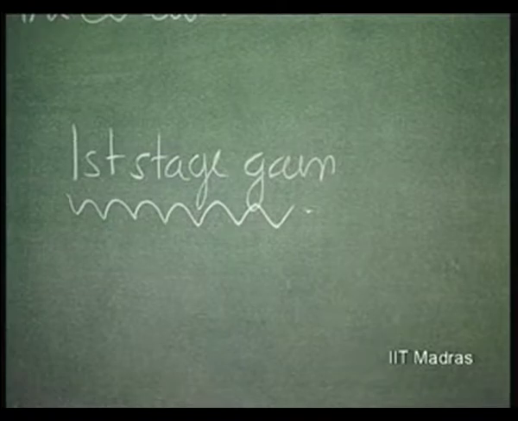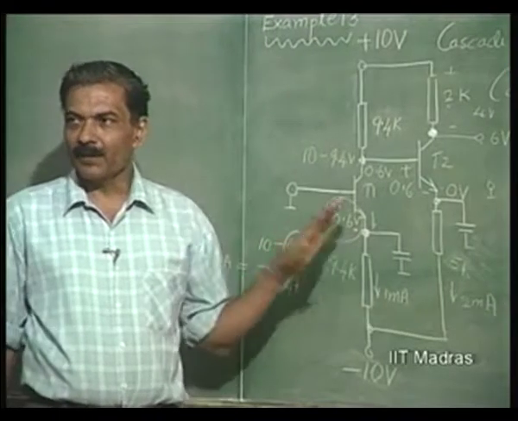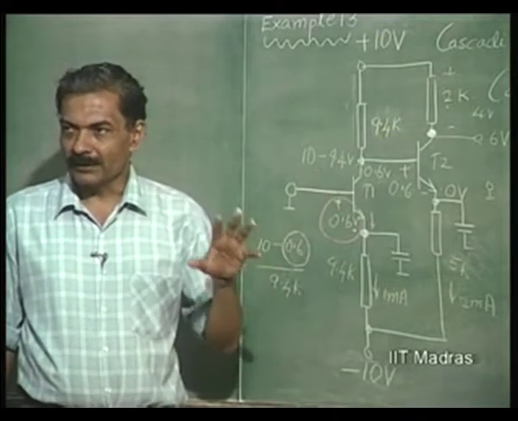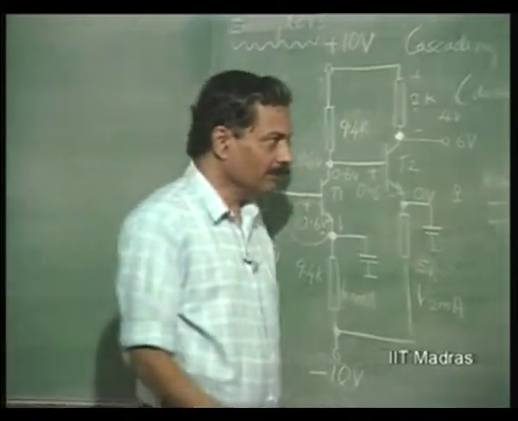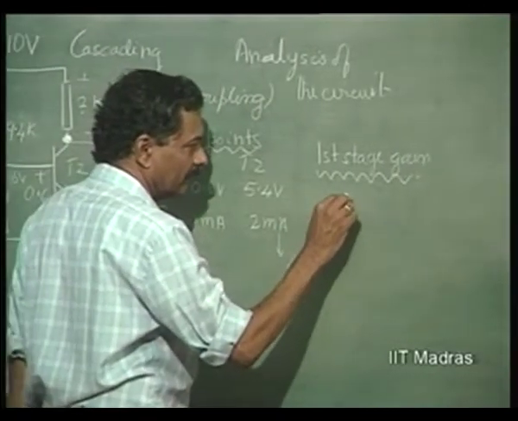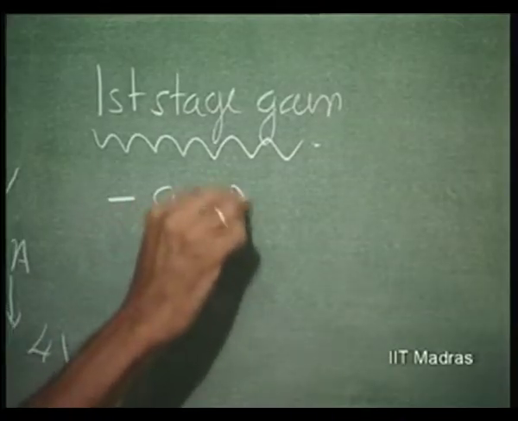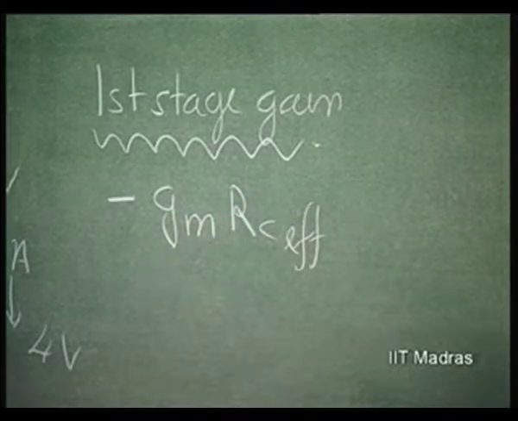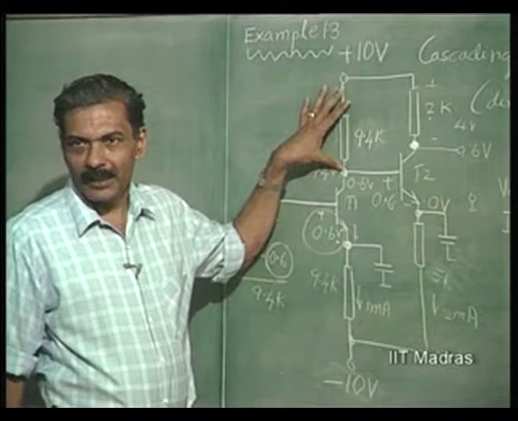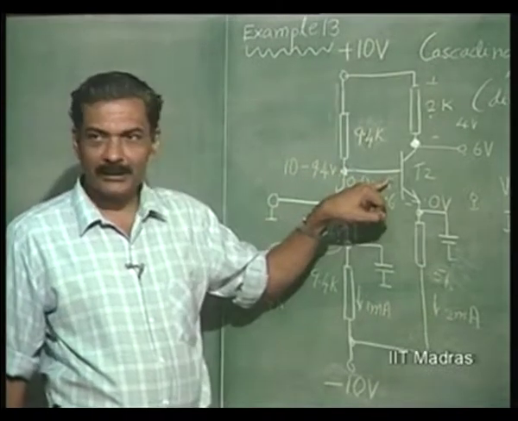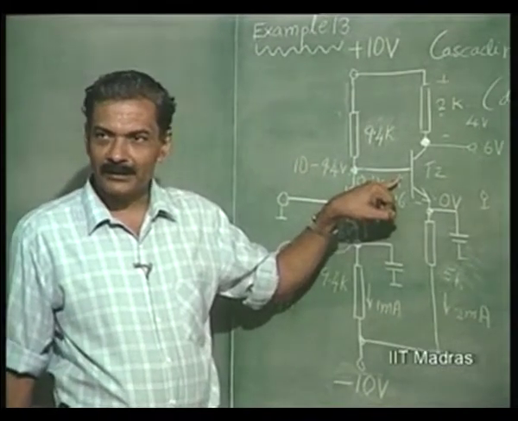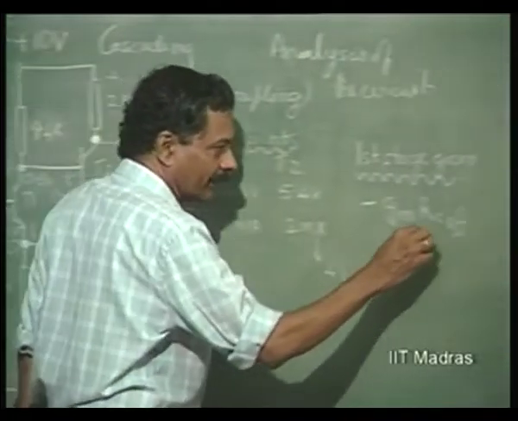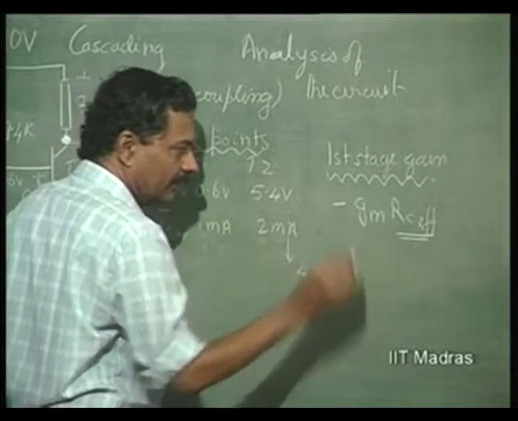We have established earlier that for a common emitter amplifier, the gain is gm into RC. So, we write minus gm into RC effective. That is important. RC is 9.4 K, but it is shunted by the input resistance of the next stage. So, RC effective is to be computed, and gm is to be computed.